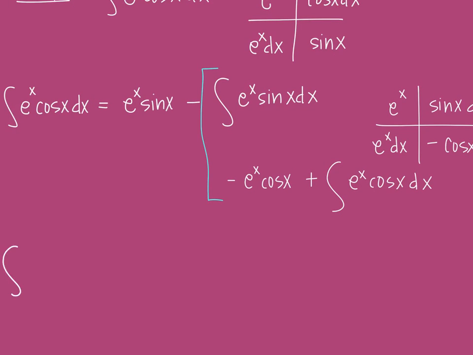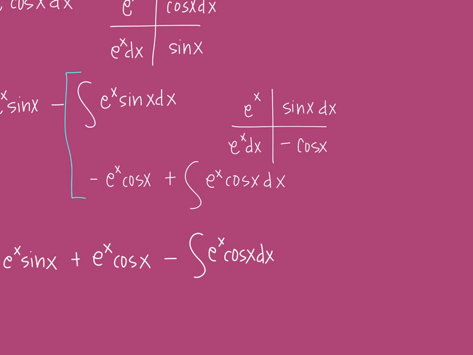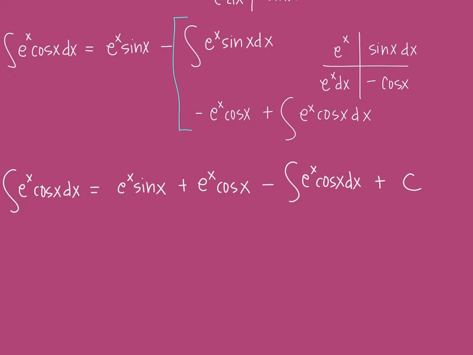I'm going to write the whole thing out. I started with the integral of e to the x cos x dx. My first integration by parts got me e to the x sine x. Now I have a negative affecting what comes next, so that will be plus e to the x cos x. And then my minus, and then I have the integral of e to the x cos x dx. And I forgot my plus c the first time. What do you notice about the integral we started with and the integral that we're up to so far?